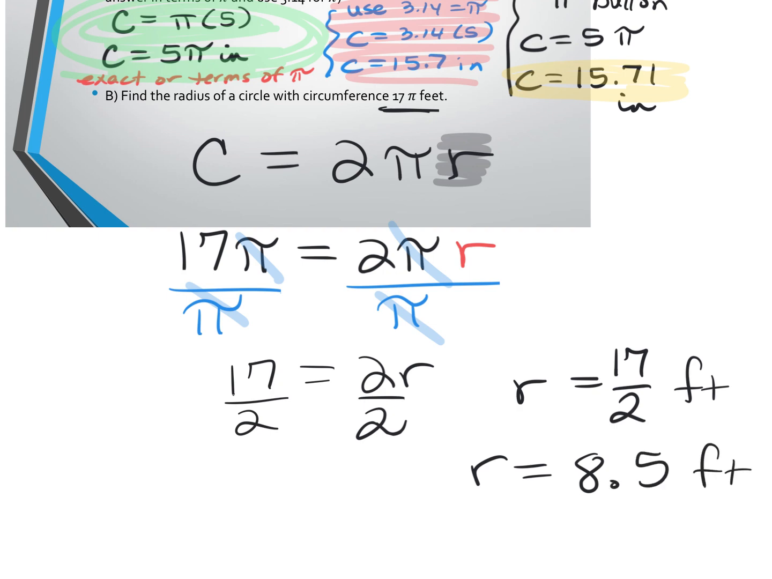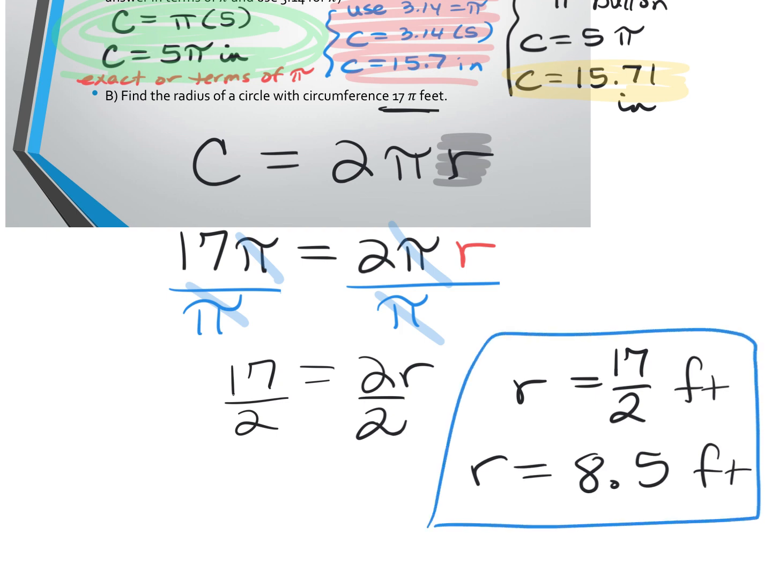So on the test, if I don't specify to round, I would be okay with you leaving it as the fraction. But in the homework tonight, read how they want you to leave your answer. If it doesn't specify, you're rounding to the hundreds place.